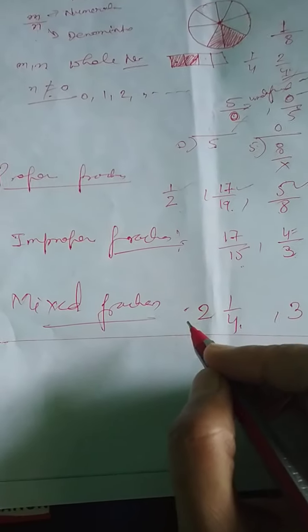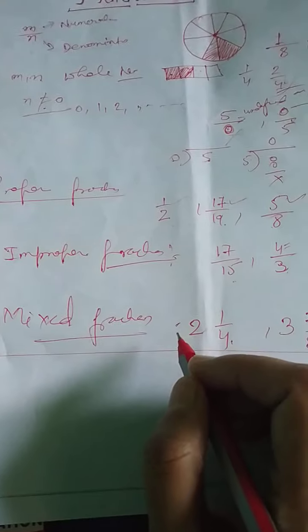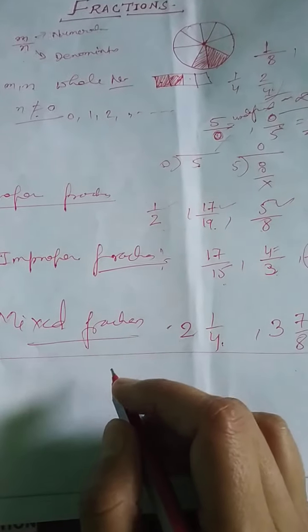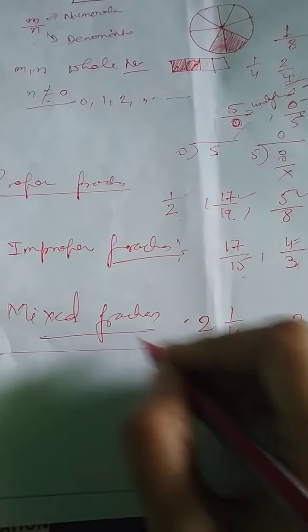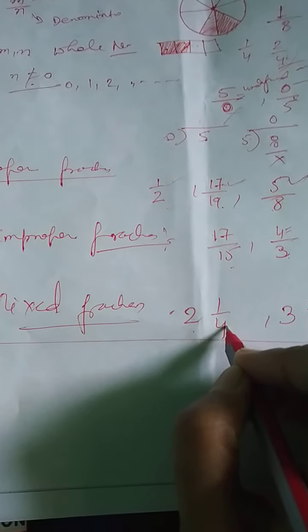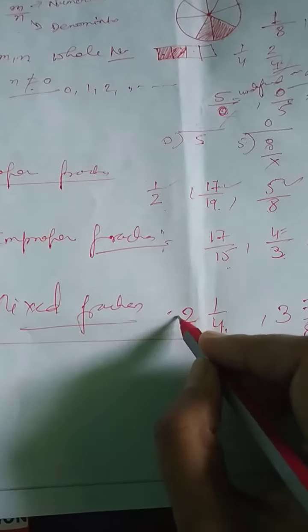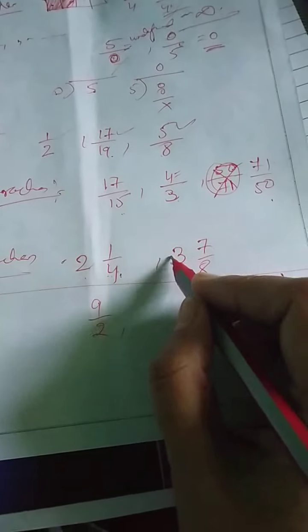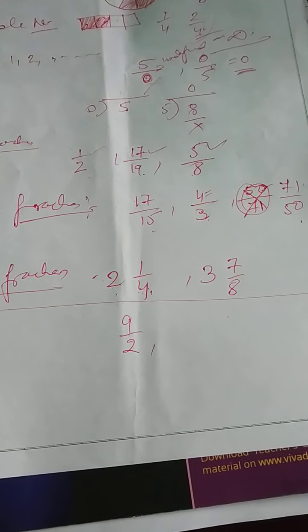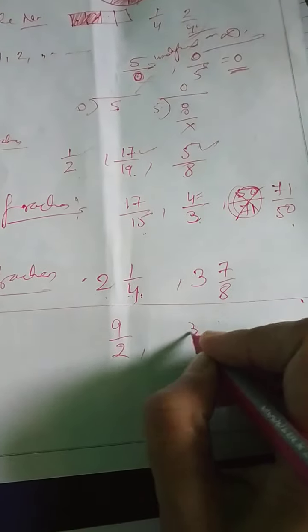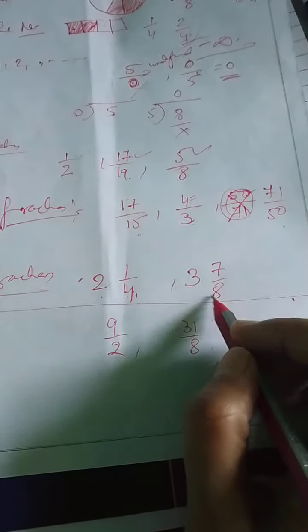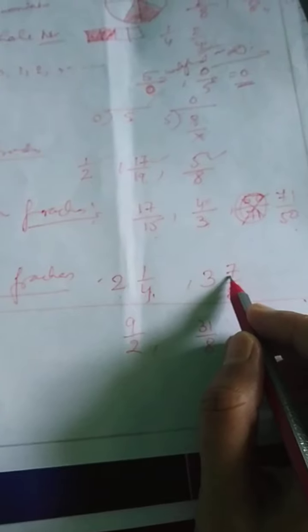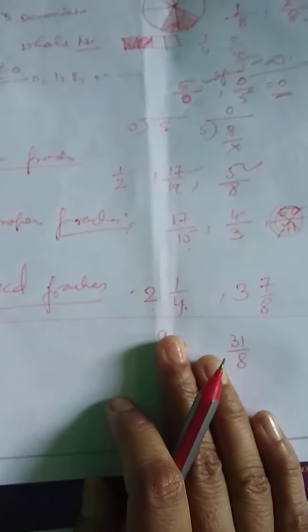Very easy. You must have done these types of questions in class 6 also. How to change a mixed fraction into an improper fraction? Suppose you want to change this. So 8 times 3 is 24, plus 7 is 31, so 31 by 8. Like this, you have to multiply this and add it. Its formula is also given in your book.